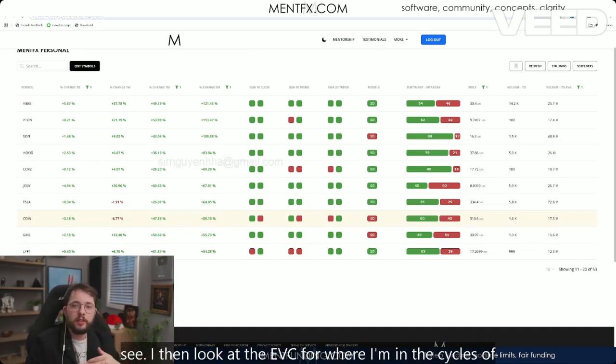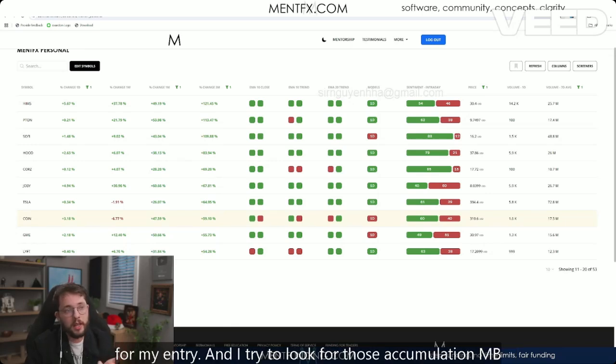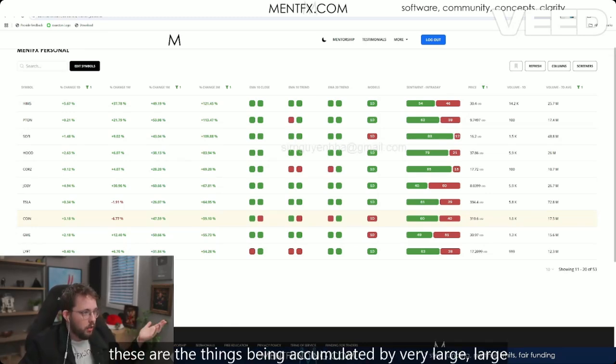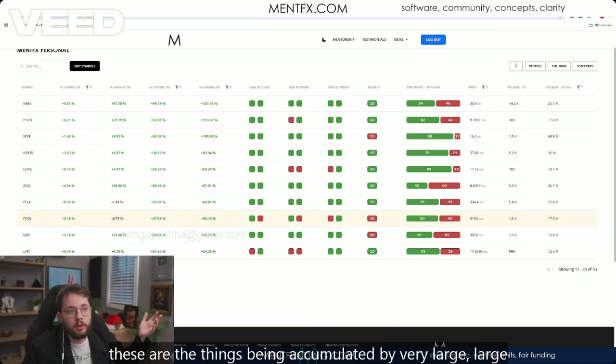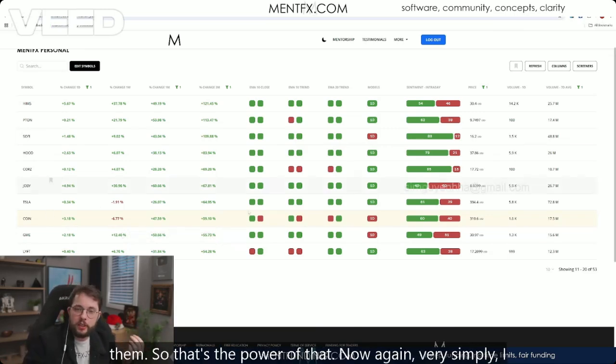I then look at the EVC for where I am in the cycles of the momentum for the V and the C, and where I am in the cycle for my entry. And I try to look for those accumulation MB / momentum MB entries into the move because these are the things being accumulated by very large money, large institutions, and great, I can be there for them. So that's the power of that.